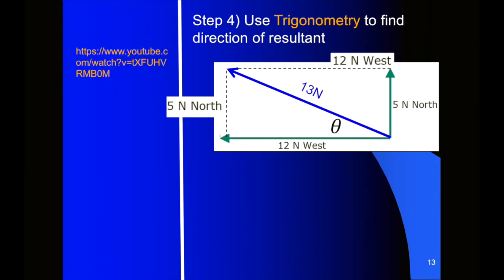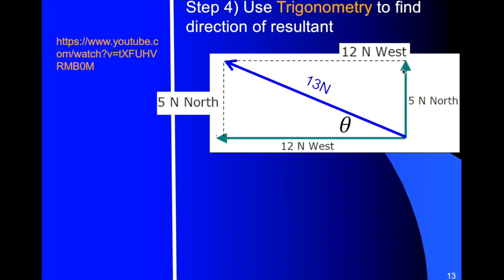The fourth step would then be to use trigonometry to find the direction of the resultant. Now, remember that the resultant is the blue line right here. We have found that value to be 13 newtons. We were given 5 newtons north for one vector and 12 newtons west for the other vector.